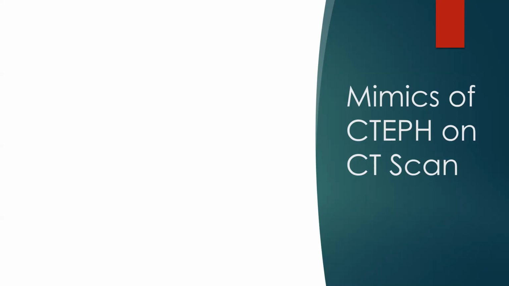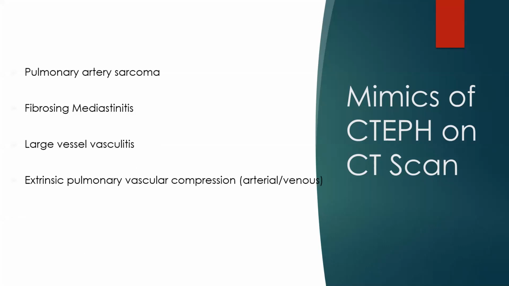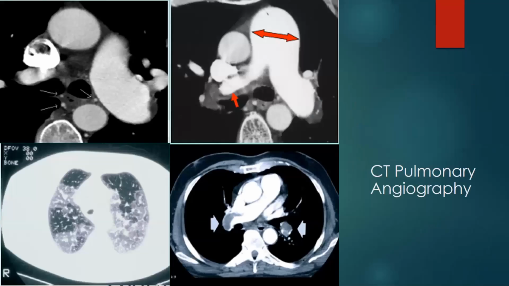How about things like large vessel vasculitis? More rare things like a pulmonary artery sarcoma, basically anything that's going to obstruct the vessel inside or outside, right? So extrinsic compression from any vascular malformations, AV malformations, or from parenchymal lung disease itself and things like fibrosing mediastinitis. So not things that I commonly think of as mimickers, so just something I wanted to bring up.